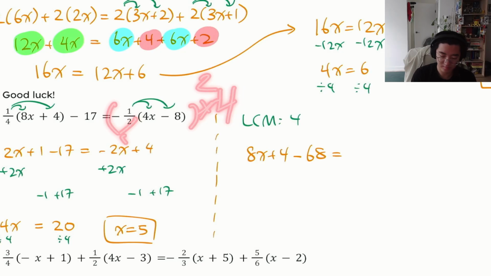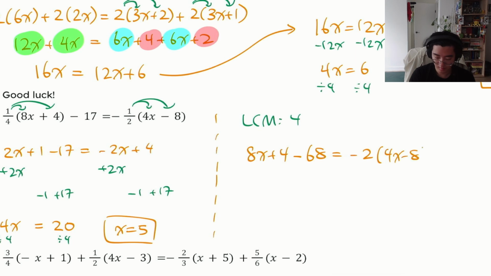1 over 2. So this becomes equals to negative, well, I should not skip steps. Expand it out. I might as well just do this operation real quick. 4 minus 68. 64. Minus 64. Right, this expanded out.